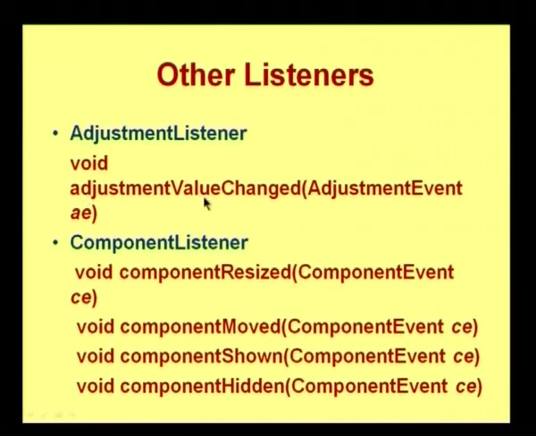Here we can see a list of other listeners that are available other than what you have seen. These are the preliminary listeners that we have seen. When the adjustment value gets changed, this particular event is raised. I already told you that whenever you move your scroll bar, an adjustment event can be raised, and your adjustment listener is needed in order to handle this. You may have a slider component and a scroll bar. In that case your adjustment listener should be implemented.